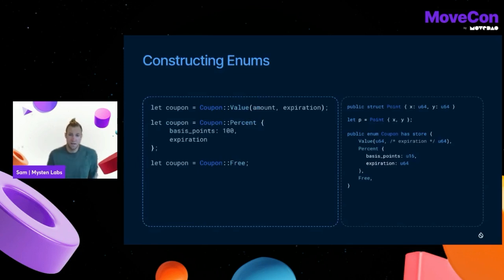Let's break down how you would use this type. As before, the full code is going to be on the right, and then we'll zoom in with usage on the left. You construct variants the way you're probably familiar with in Rust or other places where you've used enums. You use the enum type, and then you use a colon and then the variant name. So if you want to create a value variant, you say coupon colon value, and you pass in amount and expiration. For percent, you construct it like an ordinary struct where you pass in the names. Or if it's something like free that doesn't have any fields at all, then you do the obvious thing.